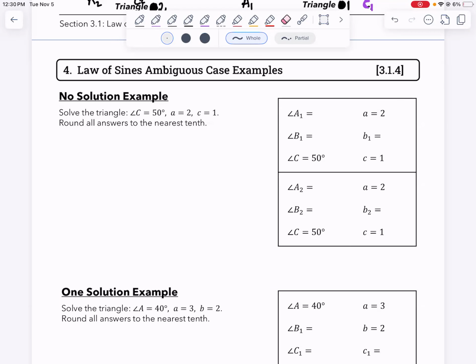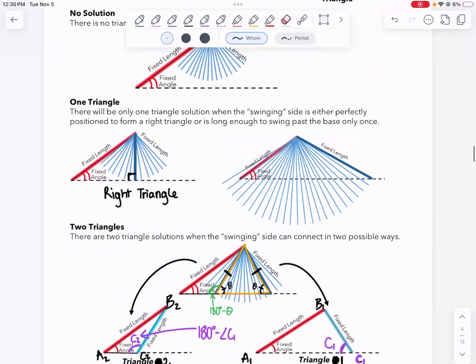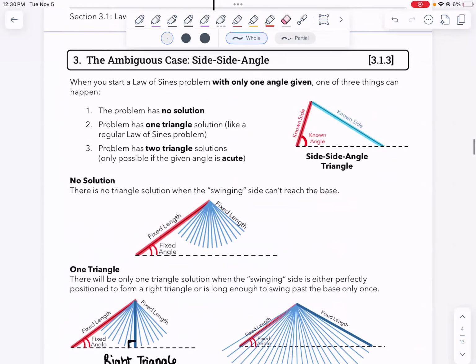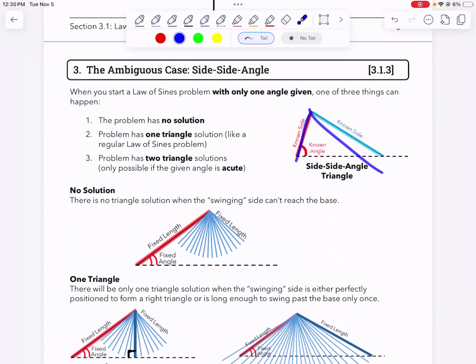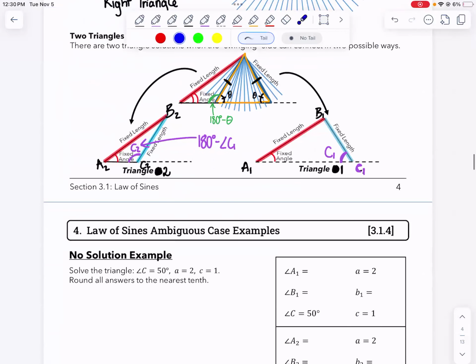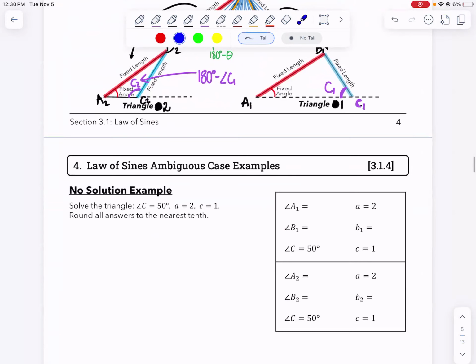Law of sines, ambiguous case examples. In a previous video, we talked about the different scenarios that can happen with the ambiguous case, where you know two side lengths and an angle, and you know an angle and its opposite side. So it's a law of sines problem. We talked about those situations, so I want to go through an example of each of these.